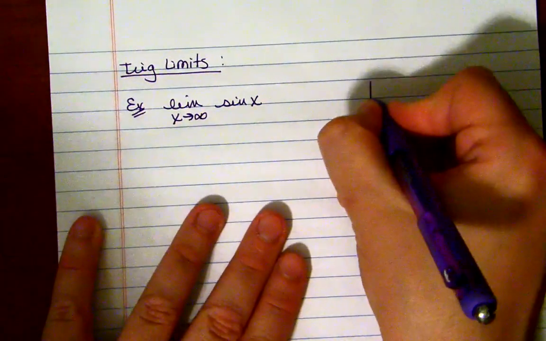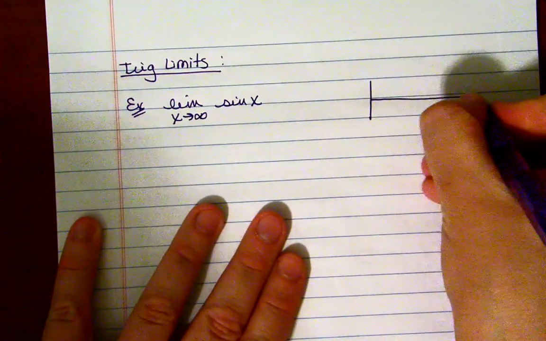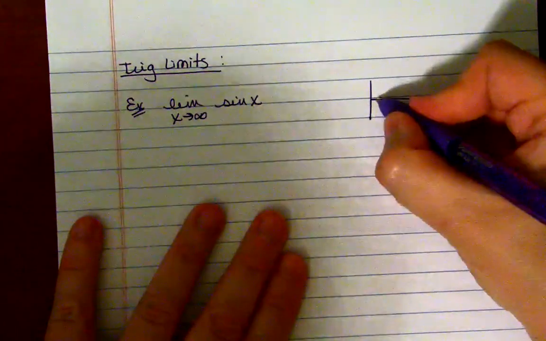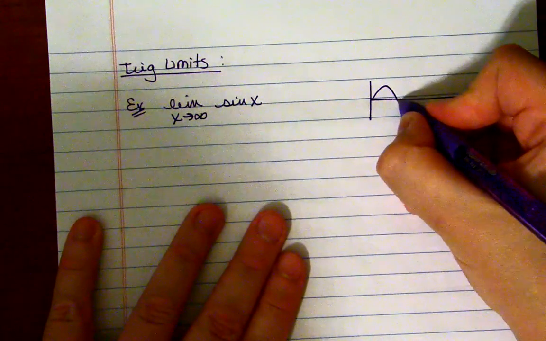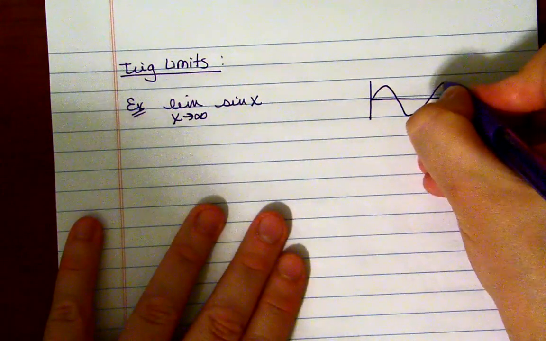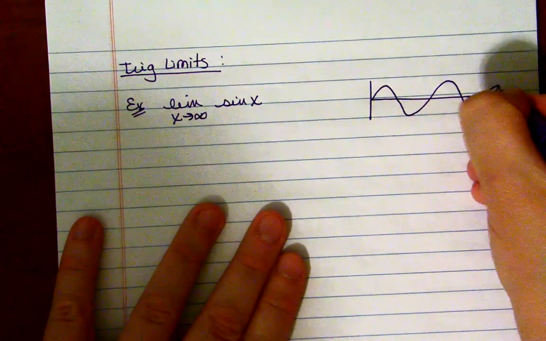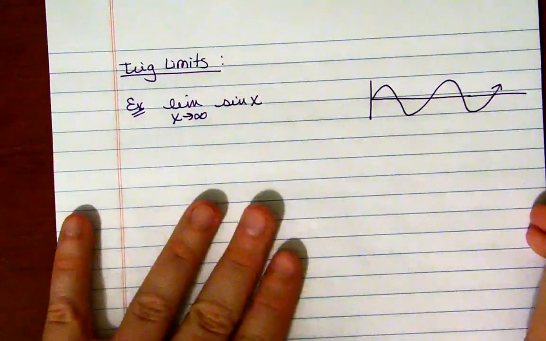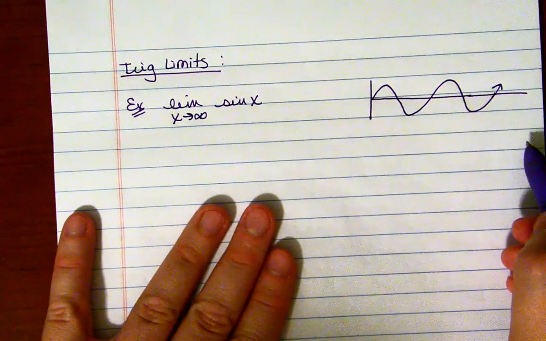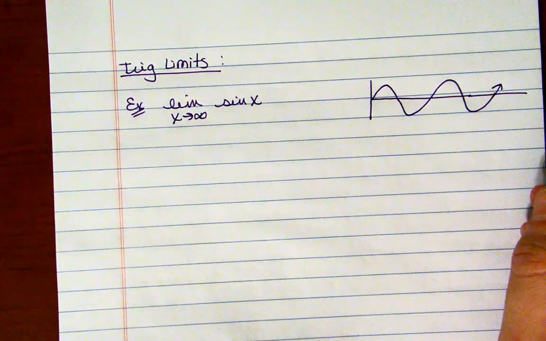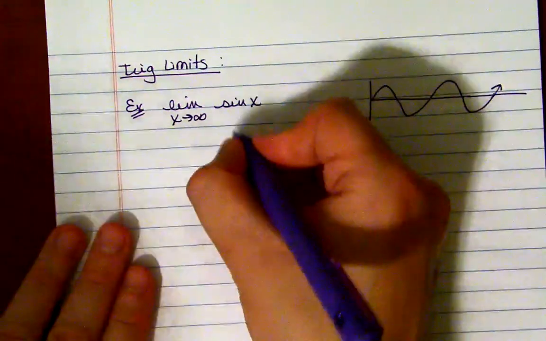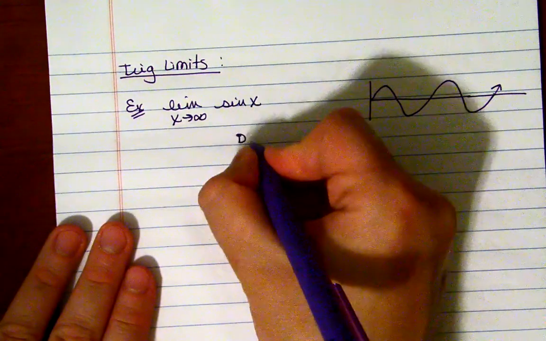Well, if we look at the graph of the sine of x, just focus on the positive direction here. So it goes up, and then down, and then up, and then down. As we go far to the right, it keeps bouncing between -1 and +1, including all the values in the middle. This limit does not exist.